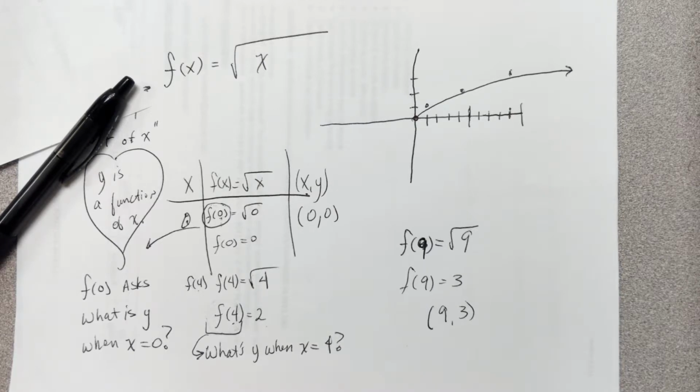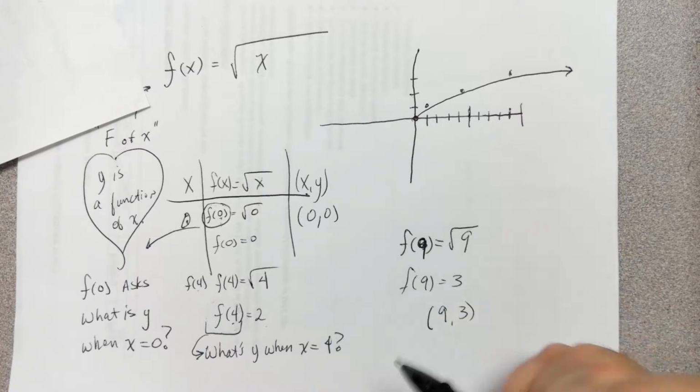Square root x. Oh, no. See? It's weird looking, right? Because we have 0, 0, because the square root of 0 equals 0, right? We have 16, comma 4. Watch. 16, 4, because the square root of 16 is 4. So it looks really funky like that.